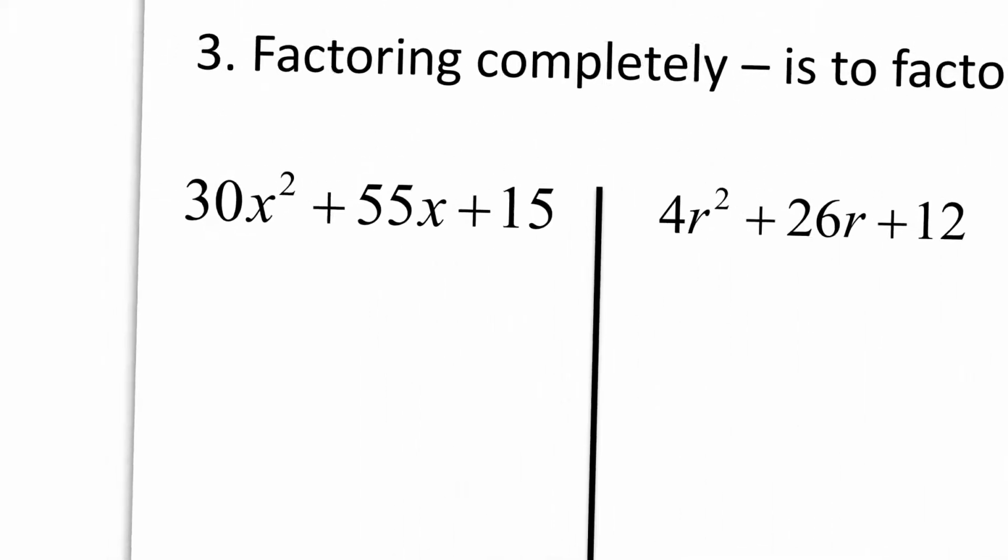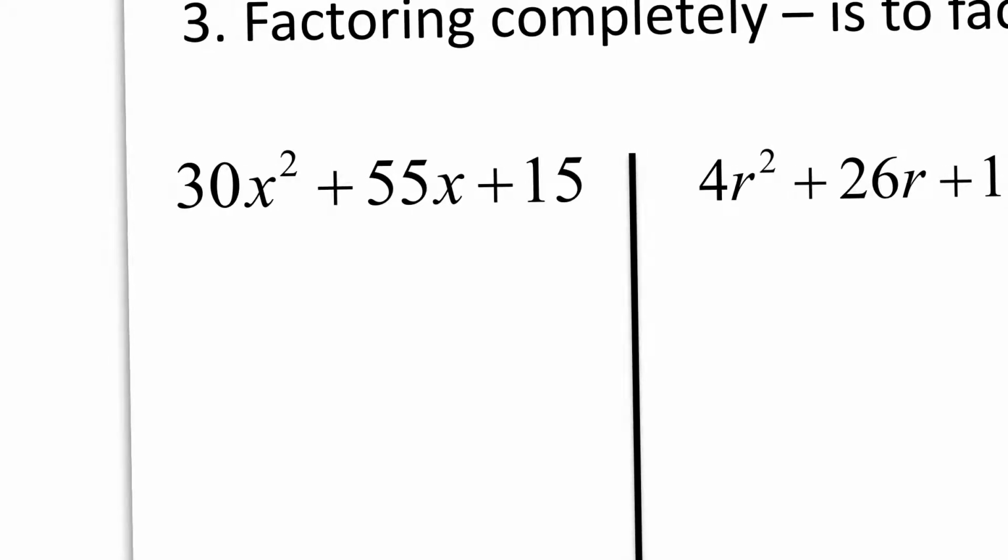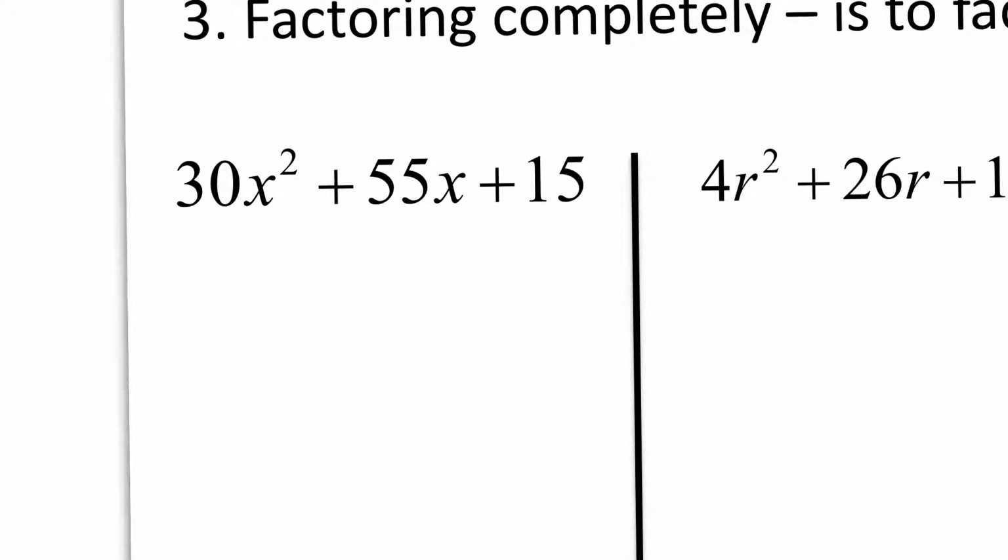So when you look at the first one here, we have the 30x squared plus 55x plus 15. Well, I'm looking at the actual values, the coefficients, 30, 55, and 15. They do have a common factor. The common factor is 5. So you can factor out, notice I'm going to use a big parenthesis, the 5. When you factor out the 5, you're going to start dividing the coefficients by 5. So 30 divided by 5, that's going to be 6x squared. 55 divided by 5, that's going to be 11x. And the 15 divided by 5 is going to be 3.